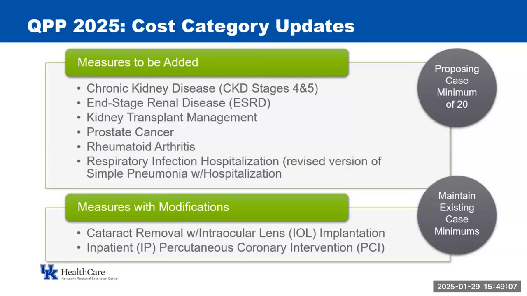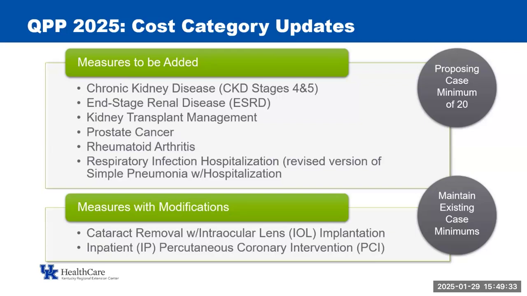Now, as promised, here are some of the additional cost performance category measures that have been added to the program. So we will now have a total of 35 measures for the entire program. We were at 29 last year in 2024 and now up to 35.